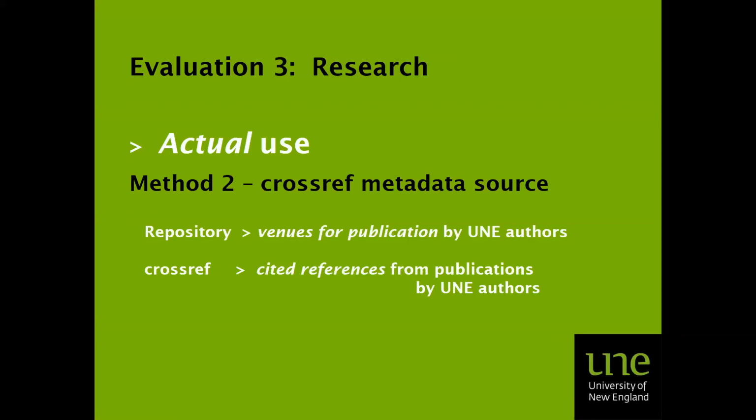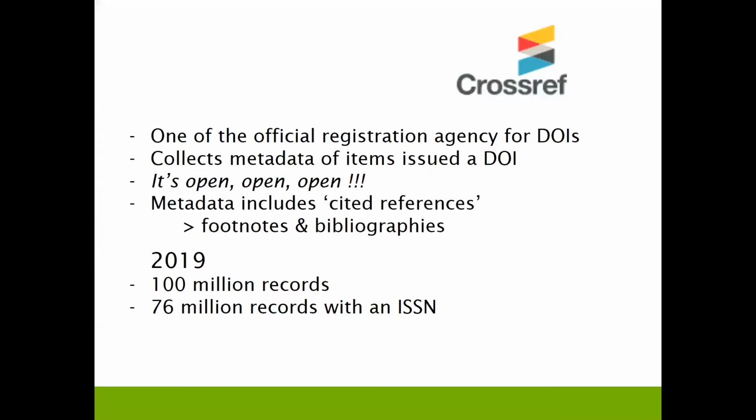This could be done by gathering and analysing the cited references in publications produced by UNE authors. I had initially wondered if we could web scrape records in our repository to get this data, but our research analyst came up with a better idea, using open metadata from Crossref. So Crossref, for those who don't know, is one of the official registration agencies for DOIs, Digital Object Identifiers, one of the many PIDs. And in the process of issuing DOIs, Crossref collects metadata for all the items issued a DOI. As the metadata they collect is open, it can be downloaded with their API and used for whatever analytical purpose you have in mind.